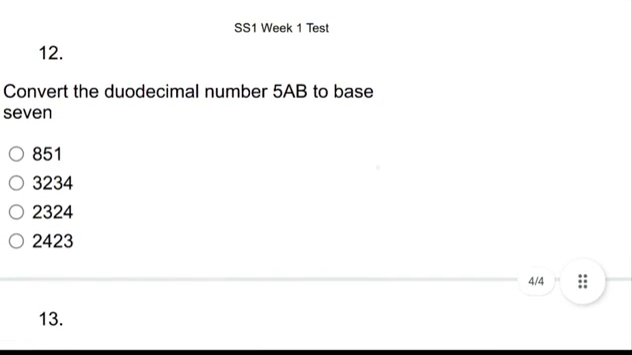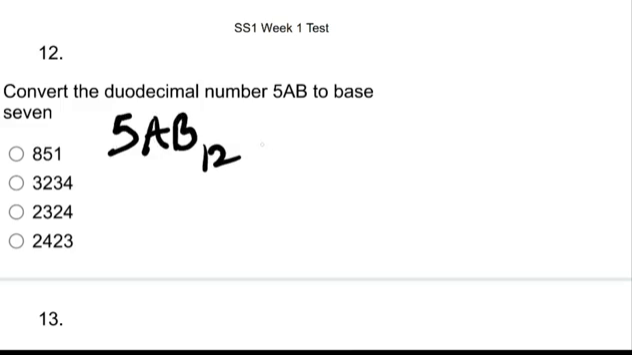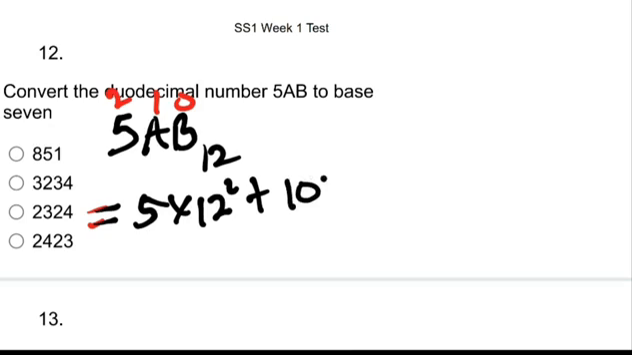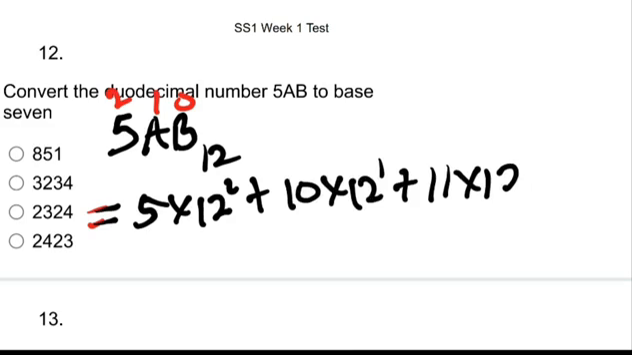That is number 12. Convert the duodecimal number 5ab to base 7. So we have 5ab in base 12. That's duodecimal. We want to convert to base 7. The first thing is to convert to base 10. This is 0, 1, 2. So that means we're going to have 5 times 12 raised to 2 plus 10 times 12 raised to 1 plus 11 times 12 raised to 0.